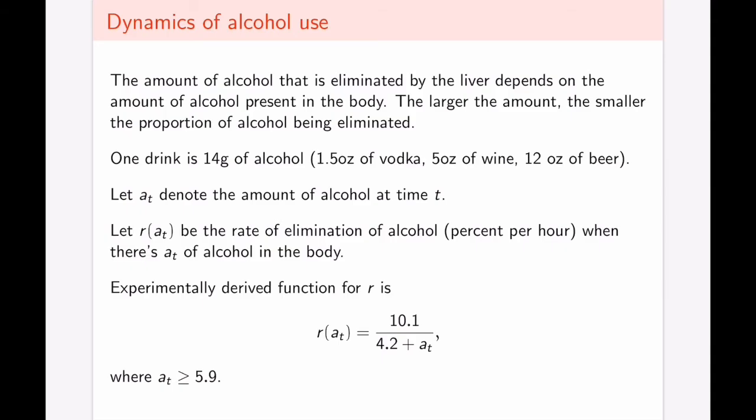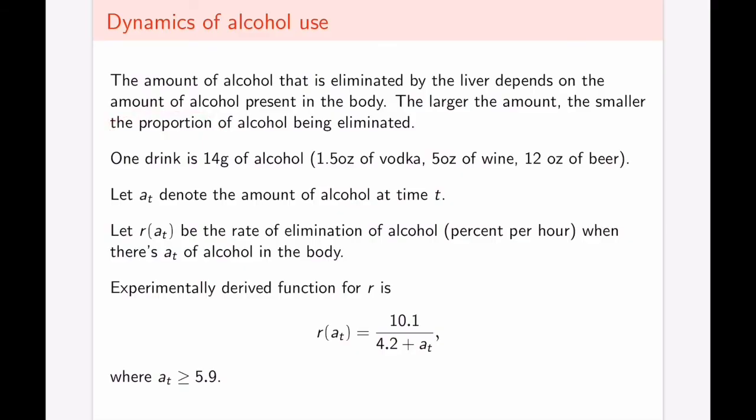Caffeine degrades at a constant rate, whereas the amount of alcohol that is eliminated by the liver depends on the amount of alcohol present in the body. So this is a much more complicated process. The larger the amount of alcohol in your bloodstream, the smaller the proportion of it being eliminated.